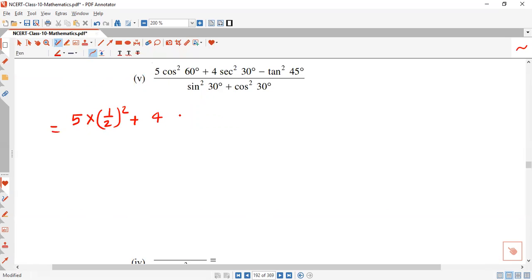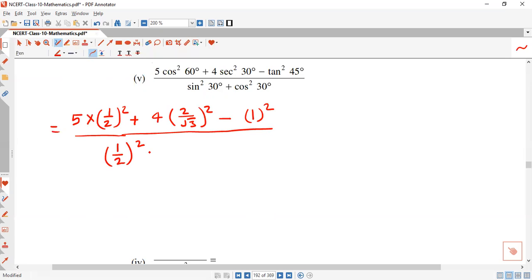Sec 30 degree means the reciprocal of cos 30 degree. Cos 30 degree is root 3 by 2, so it is 2 by root 3 whole square, minus tan 45 degree, which is 1, and square of 1, in the bottom. Sin square 30 degree, sin 30 degree is 1 by 2, square of 1 by 2, plus cos 30 degree square. Cos 30 degree means root 3 by 2, and root 3 by 2 square. All right, you put the values here.